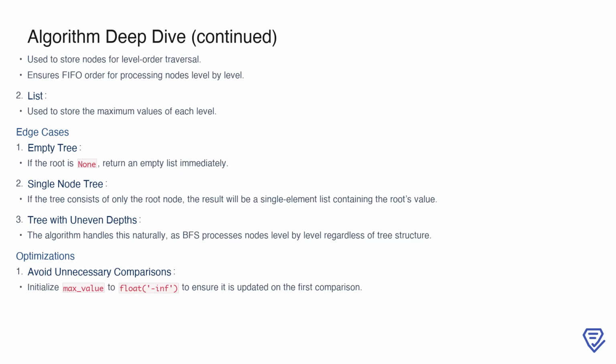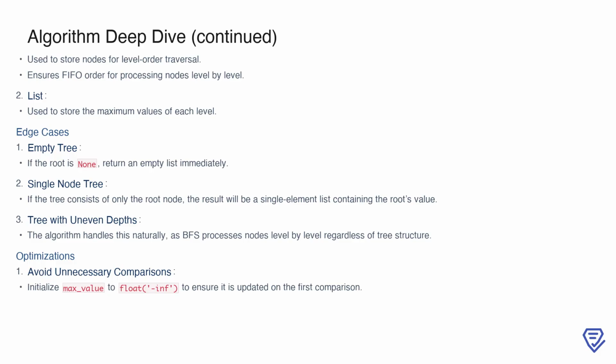The algorithm relies on two key data structures, a queue and a list. The queue is essential for managing the nodes during the level order traversal. Since it follows a first-in first-out order, it ensures that nodes are processed in the correct sequence, level by level. The list, on the other hand, is used to store the maximum values of each row, which will be returned as the final result.